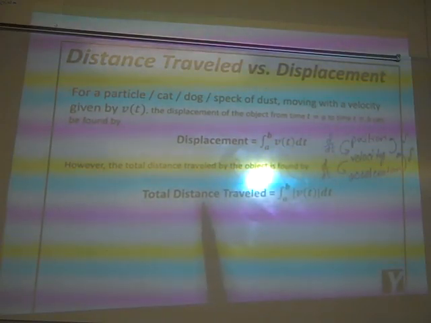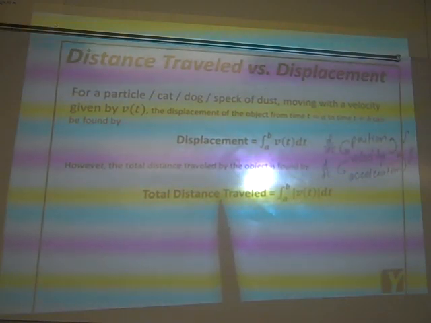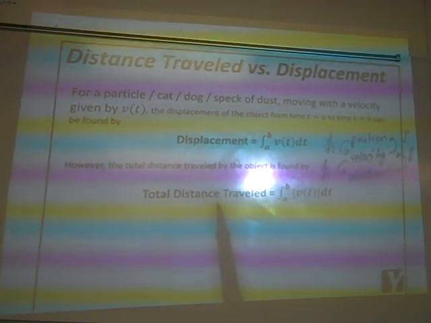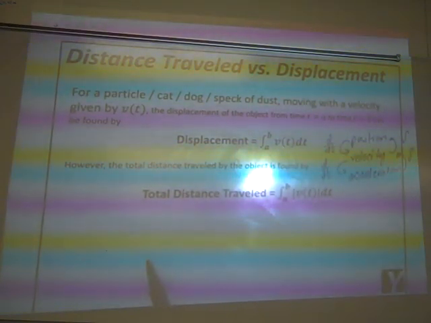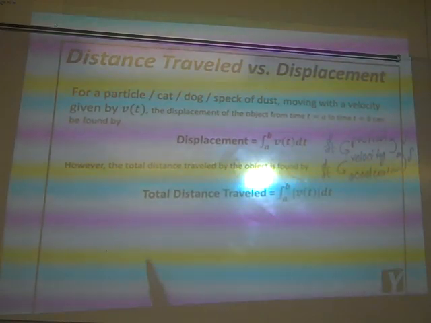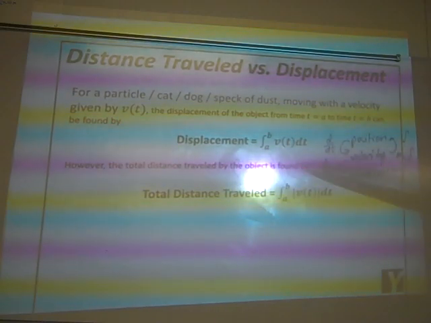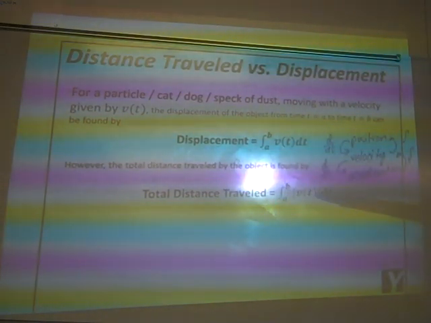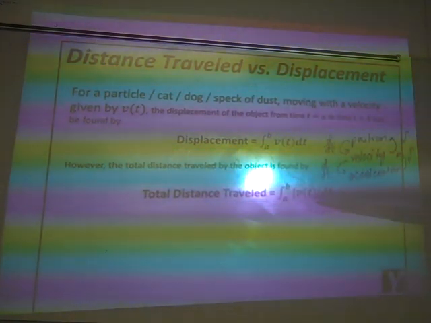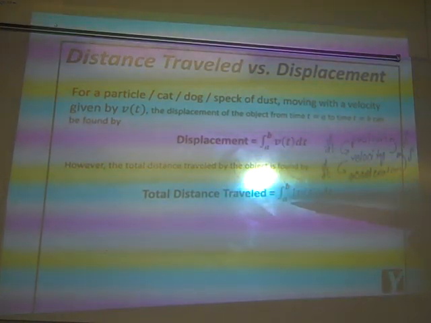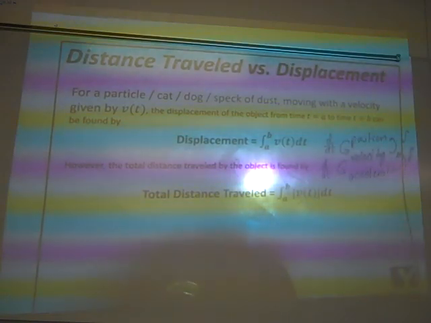However, if we want to find total distance traveled, that's a little bit different. When I talk about total distance traveled, if I'm moving to the left or if I'm moving to the right, what I'm interested in is how far have I traveled. Total distance traveled problems, you need to have absolute values. And so the total distance traveled by an object from A to B is actually going to be the definite integral of the absolute value of velocity. Another way to say absolute value of velocity, it's the speed. To find total distance traveled, you integrate the speed function from A to B. Let's look at an application problem.